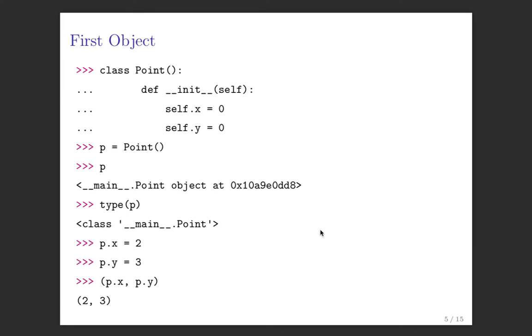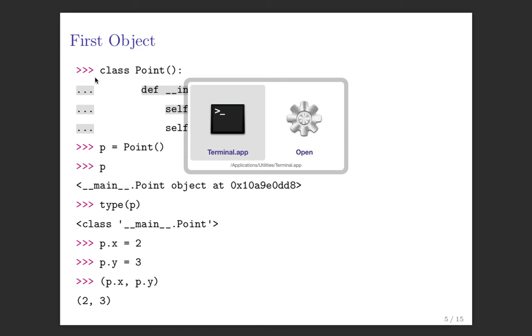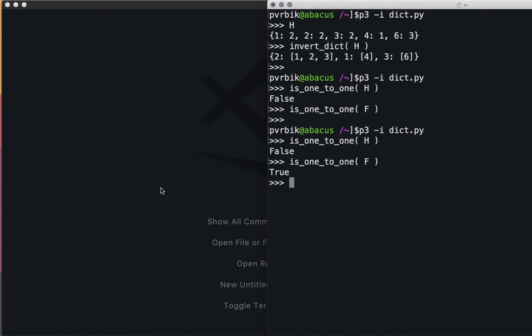Here's the example of a first object. I want to do this in the terminal. So let me just copy this out. Or maybe I'll just type it all in. So it's class Point.